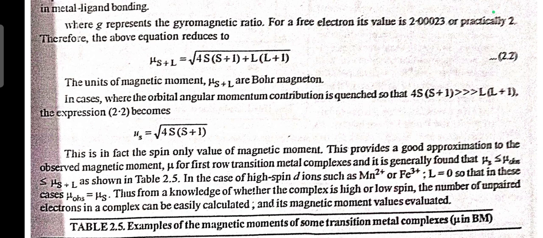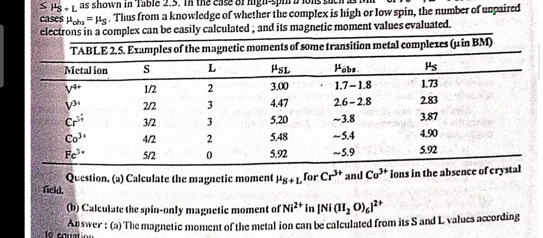In the case of high spin d5 ions such as manganese and iron, L is equal to 0, so that mu observed is equal to mu S. Thus, from a knowledge of whether the complex is high or low spin, the number of unpaired electrons in a complex can be easily calculated and its magnetic value evaluated.